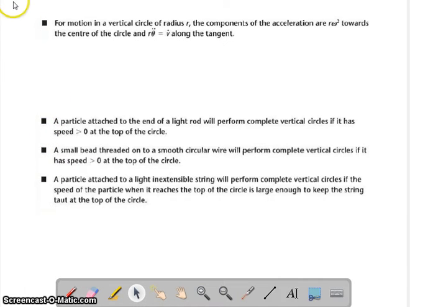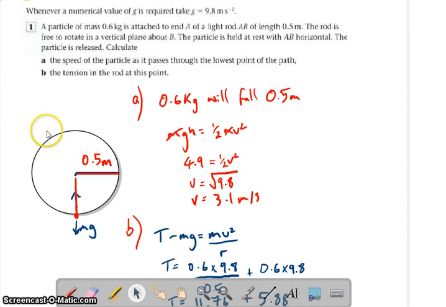Okay, so let's start by looking at a simple example. So this is a particle. Its mass is 0.6 kilograms and it's attached to a light rod. So the rod is free to rotate vertically about this central point B. Well, we're looking at something that's free to rotate as it is on the screen. This is the vertical plane, and you're asked to look at the speed of the particle as it passes through the lowest point of the path.